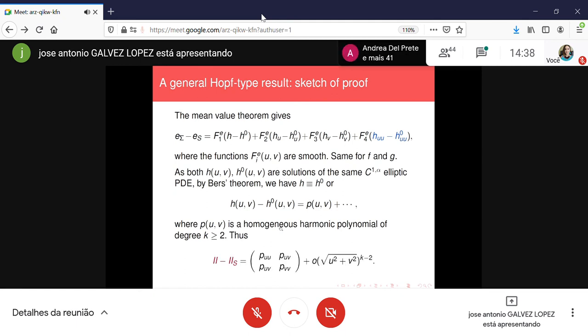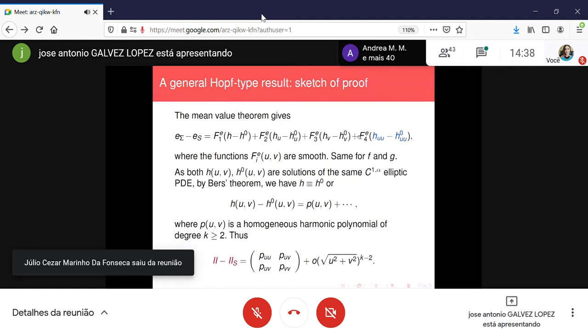Okay. Using this and the previous formula, bearing in mind that this coefficient at the origin is equal to 1, we obtain that the matrix of the difference between the second fundamental forms of the immersed sphere sigma and its tangent surface at Q, S, is given by the Hessian of the homogeneous harmonic polynomial plus higher order terms.